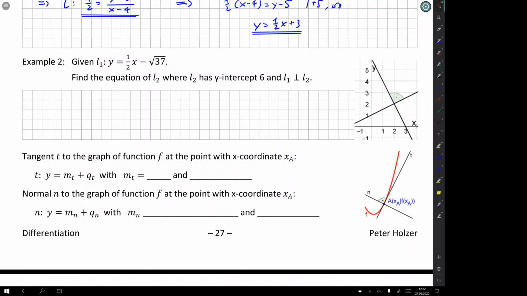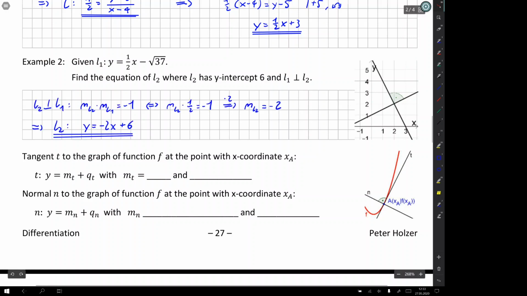Stop the film, and here comes the solution. Since two lines L2 and L1 are perpendicular, we know that the product of their gradients is -1. The gradient of line L1 is 1/2, so we have m of L2 times 1/2 is -1, multiplying by 2, we get m of L2 is -2. So we get y equals -2x plus the y-intercept, and the y-intercept is given as 6, so we get this final result.